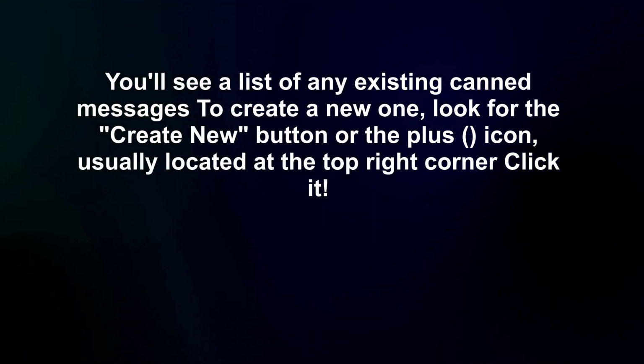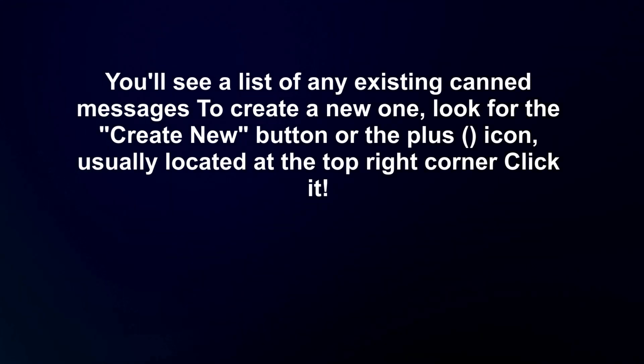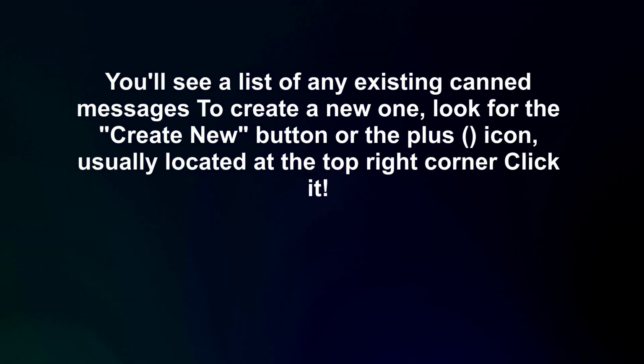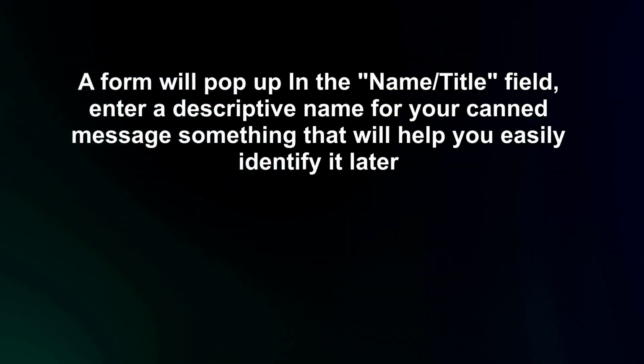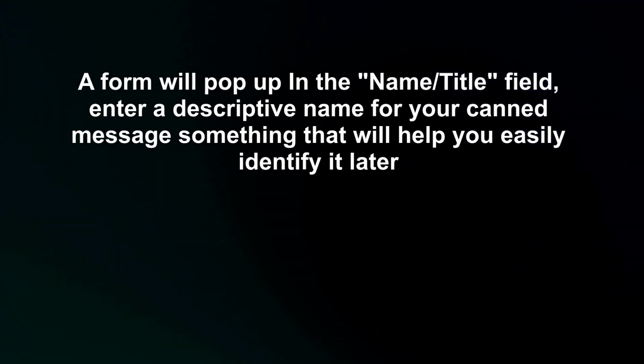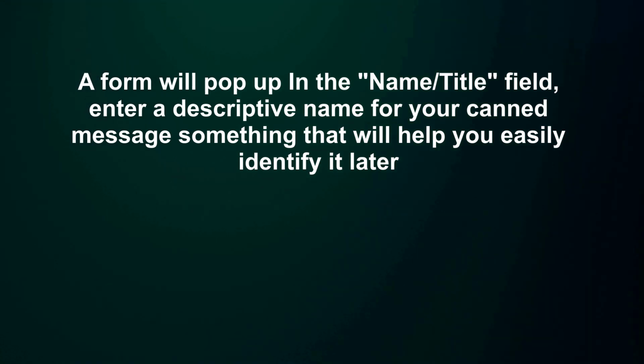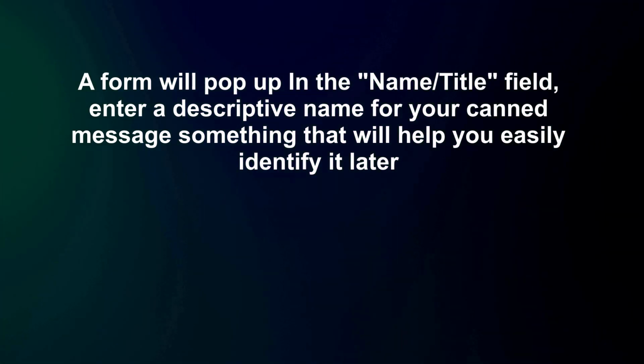You'll see a list of any existing canned messages. To create a new one, look for the Create New button or the plus icon, usually located at the top right corner. Click it. A form will pop up. In the name or title field, enter a descriptive name for your canned message, something that will help you easily identify it later.